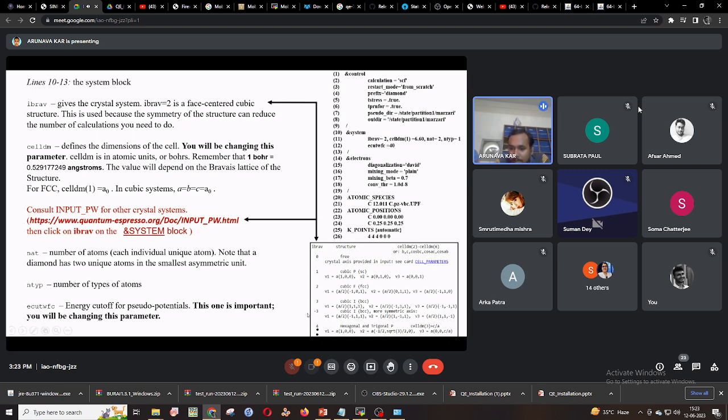Here, are you able to see my cursor? Yeah, this is the hexagonal structure. You can put it here, celldm 3 equal to some value, which is the value of C by A. If you click on ibrav, it will be written very clearly what you have to use for your structures. There are, I think, 8 or 10 structures there, so you can choose whatever you want.